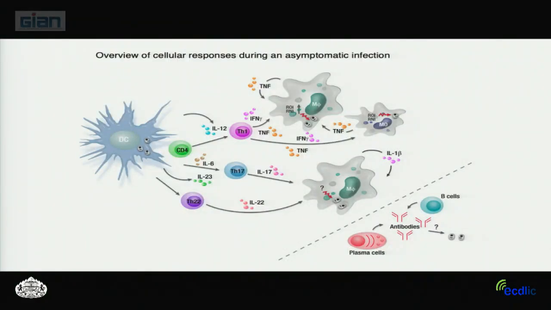So this just summarizes a whole lot of work done in places in India and in Sudan and in Brazil, looking at asymptomatic carriers and the nature of their immunity. So just a lot of cells and cytokines here, but essentially it looks like the Th1 immunity we were looking at in cutaneous leishmaniasis.